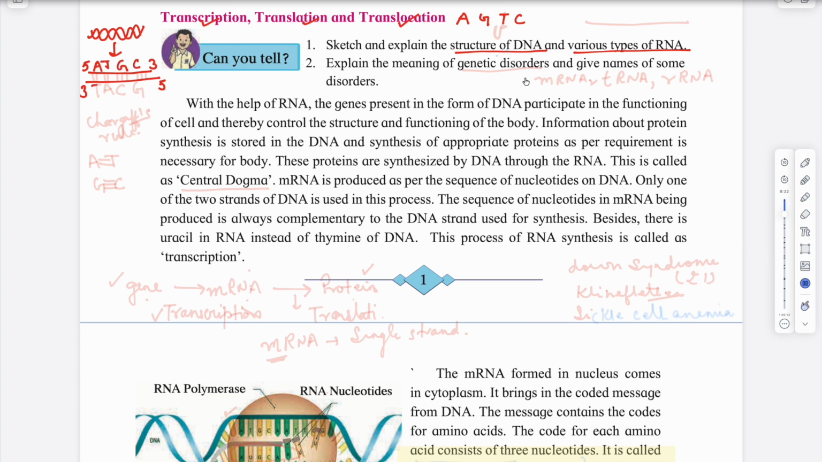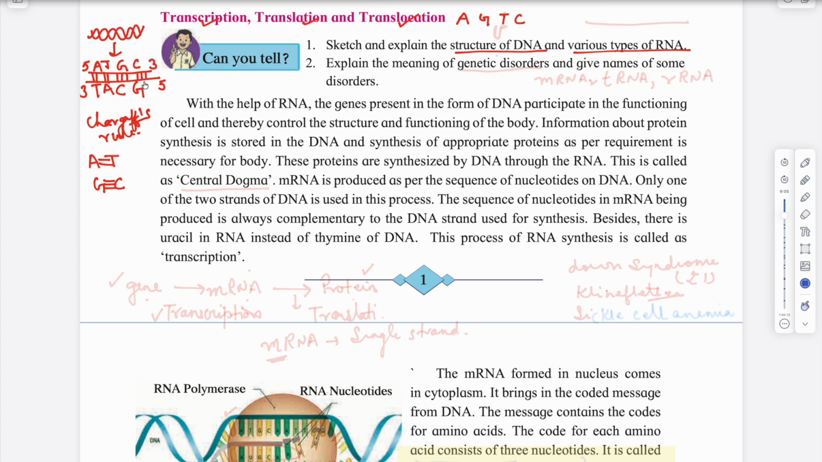A always binds with T, T binds with A, G binds with C, and C binds with G. So this is governed by Chargaff's rule, right? The two strands consist of complementary bases. A is complementary to T, G is complementary to C. A and T are bound by two hydrogen bonds. G and C are bound by triple hydrogen bonds. So this overall structure, which has two strands, is stabilized by hydrogen bonds between these complementary bases, right?